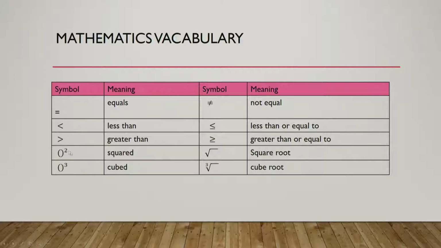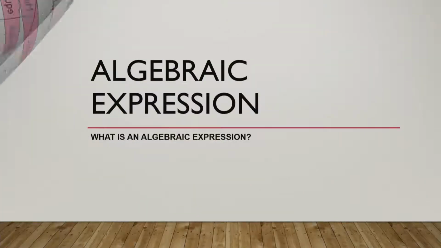And then this means squared. The one that has been raised to the power of 2 is squared. And then this side means square root, not squared, square root. So the squared and the square root are not going to be the same in numbers. And this one that has been raised to the power of 3 means cubed. And the sign here means cube root. Right. Now, guys, let us move on.